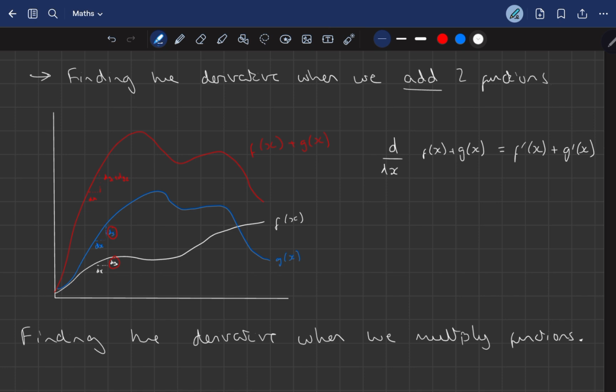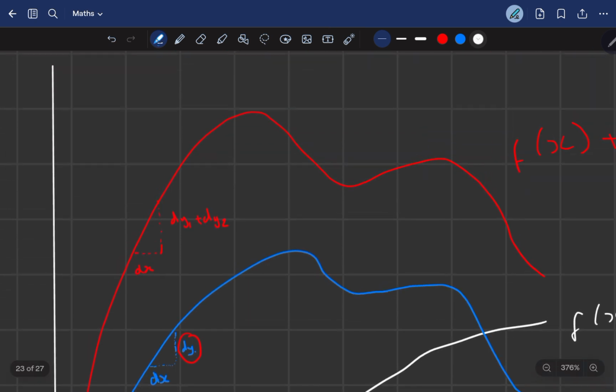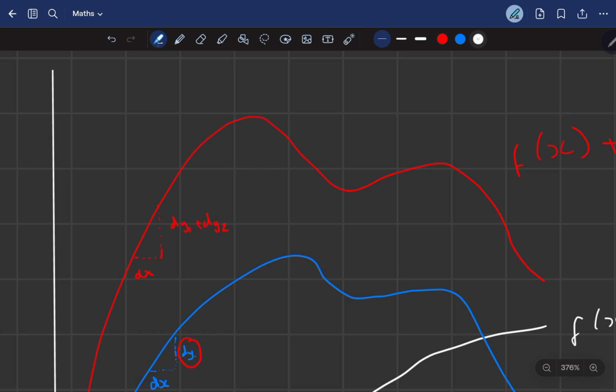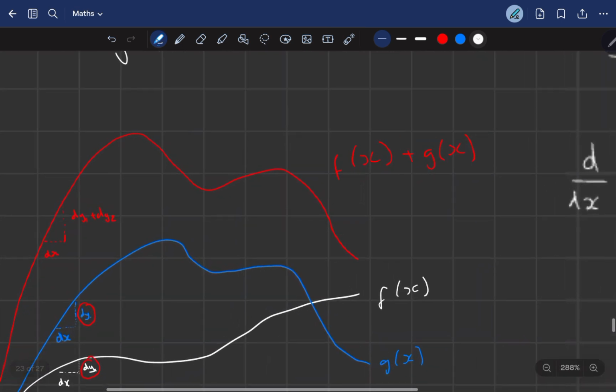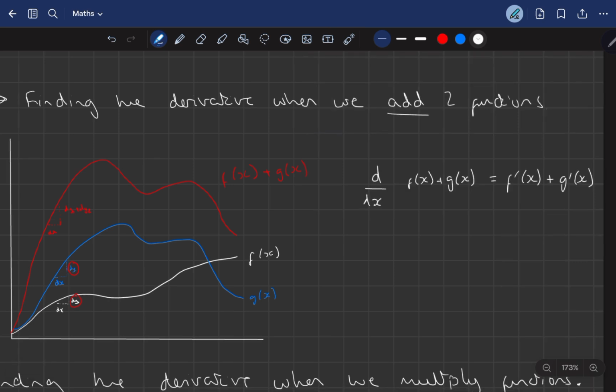Okay? Because as I said, the derivative is the change in y for a small change in x. And you've noted here the change in y is the change in the height, and here as well it is the change in the height. Now if we look at the sum of the two functions, we just have to add the change in the heights for the same difference in x. Okay? And because we're just adding the change in heights, we're just adding the derivatives. So d by dx of f of x plus g of x is the same as the derivative of f of x plus the derivative of g of x.